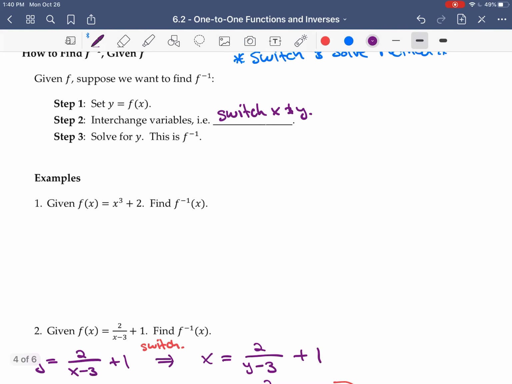Okay, so let's try and find some inverses here. Let's do this example 1. We would write it as y equals x cubed plus 2, and then we switch, so it's x equals y cubed plus 2.